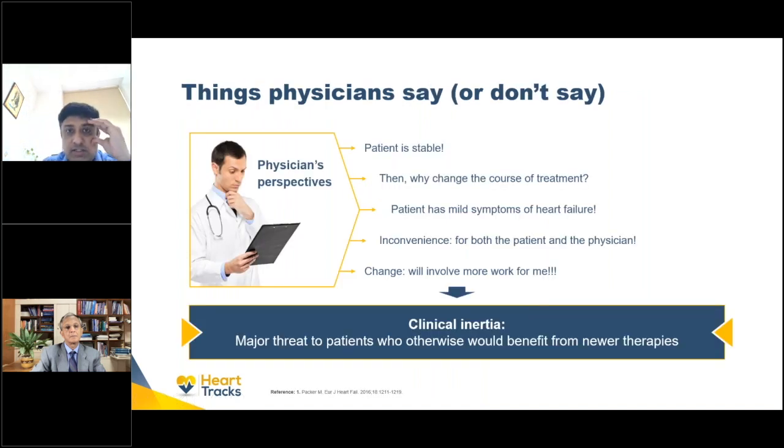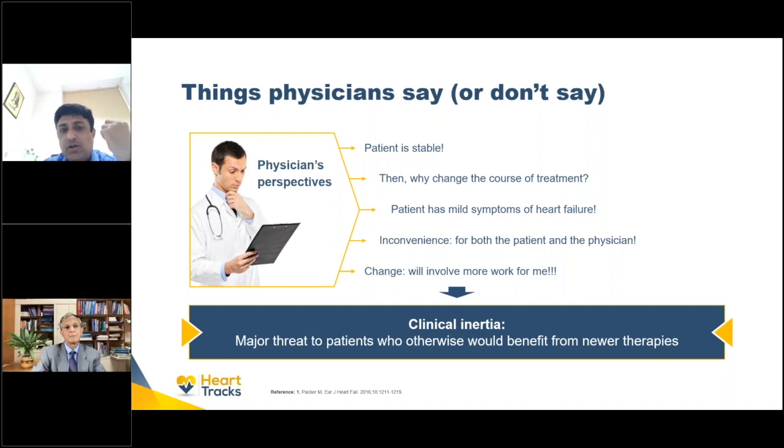What do physicians say? As I said, if the patient is stable, nobody changes the management. Why should he change the management? If the patient has mild symptoms of heart failure, it is not going to affect him. If you change the treatment, it will be inconvenient to the patient and to the physician also.